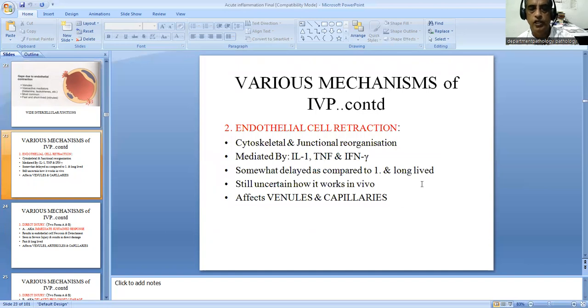The next is endothelial cell retraction. Now what does retraction mean? They move back. The endothelial cells move back, one step back. So this occurs because of cytoskeletal and junctional reorganization. This is mediated by mediators like interleukin 1, tumor necrosis factor, and interferon gamma, to name a few. It appears later. It is somewhat later than contraction and slightly longer lived. And it affects both venules and capillaries, but this is a proposed mechanism. They are still uncertain as to how it works in vivo, but still it is a definite phenomenon.